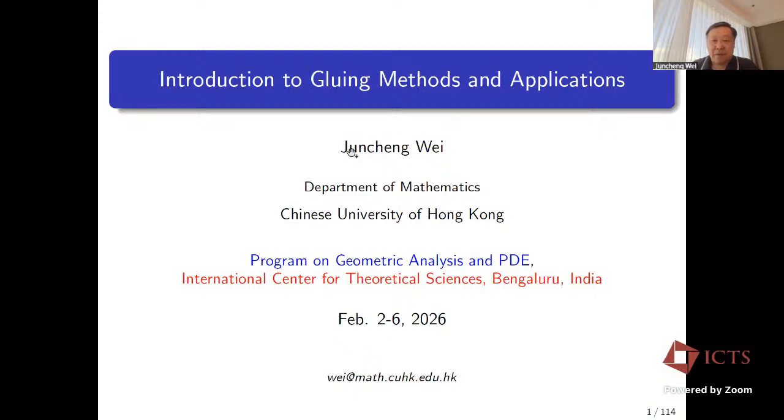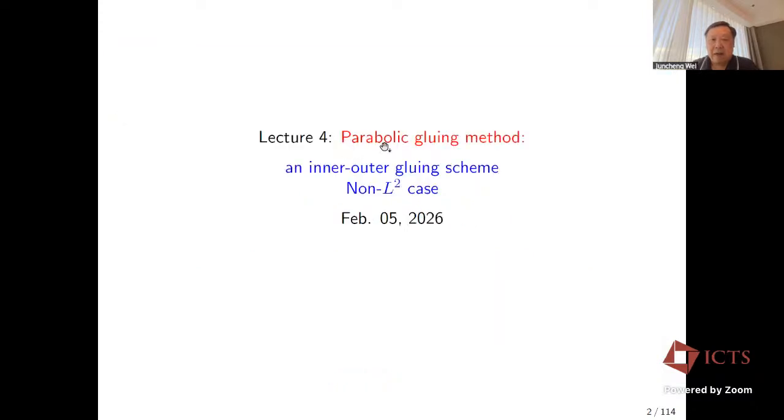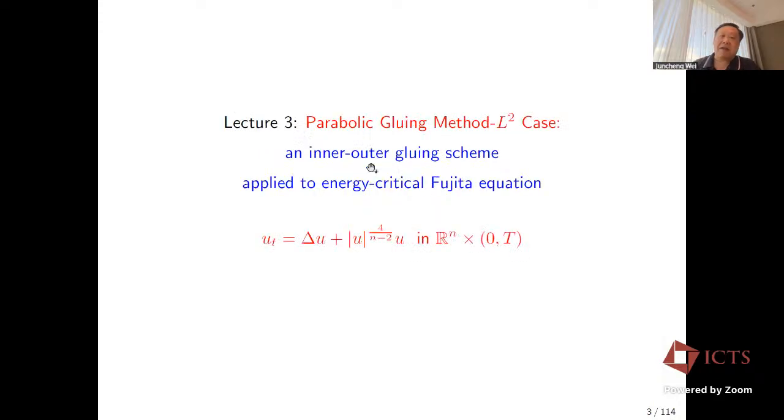So today I'm going to talk about parabolic GUI, the inner-outer GUI scheme in the non-alto case. So yesterday we talked about the parabolic GUI in the alto case. And we applied this parabolic GUI to this energy critical Fujita equation.